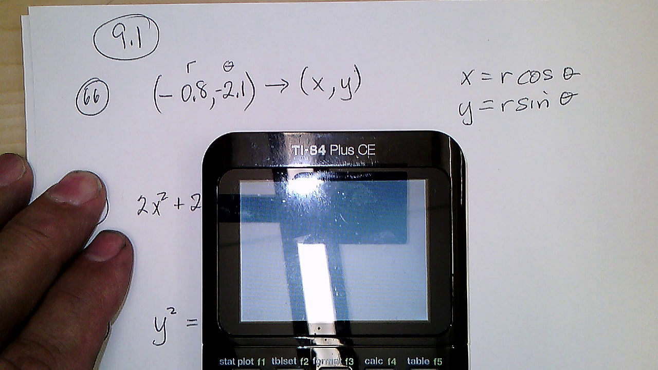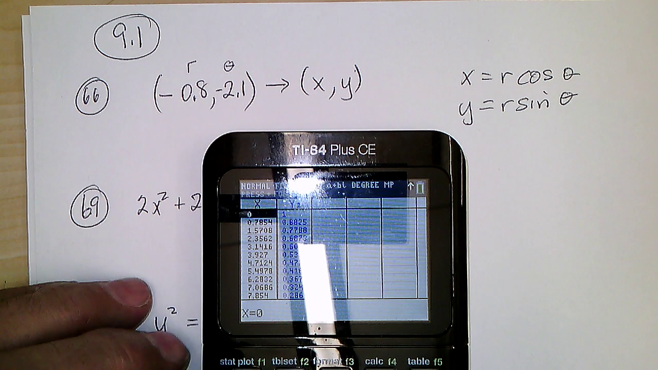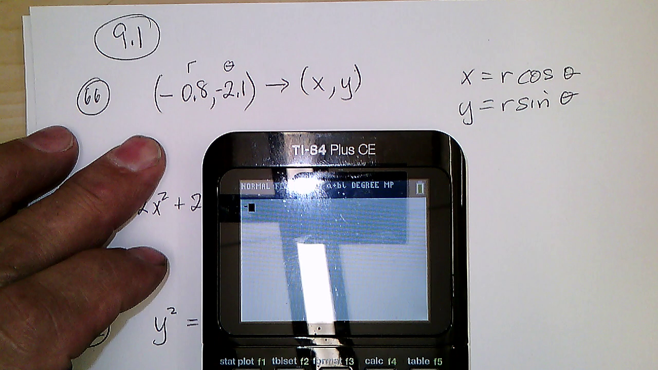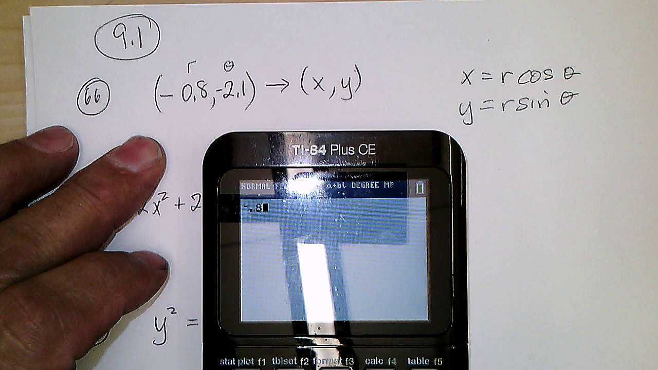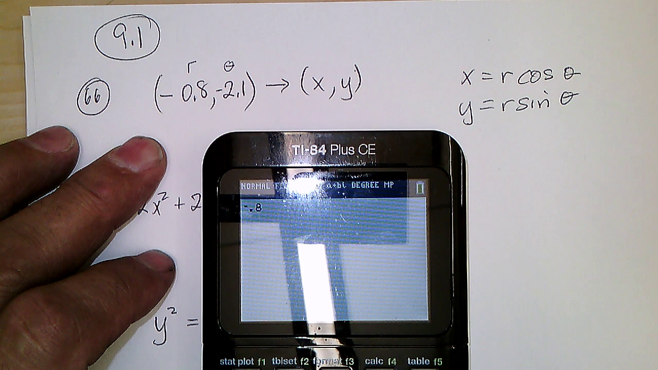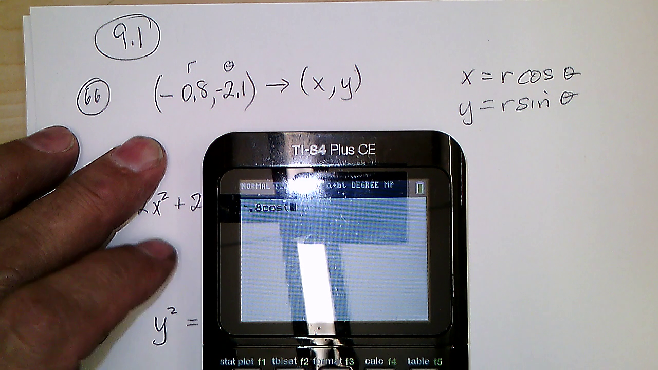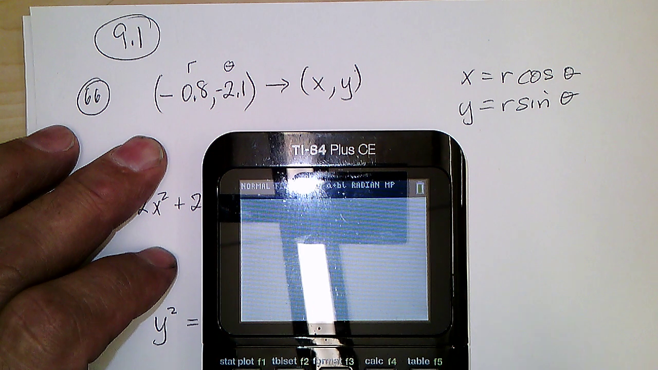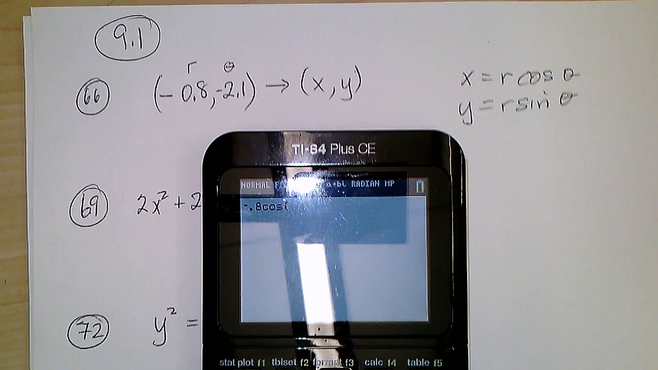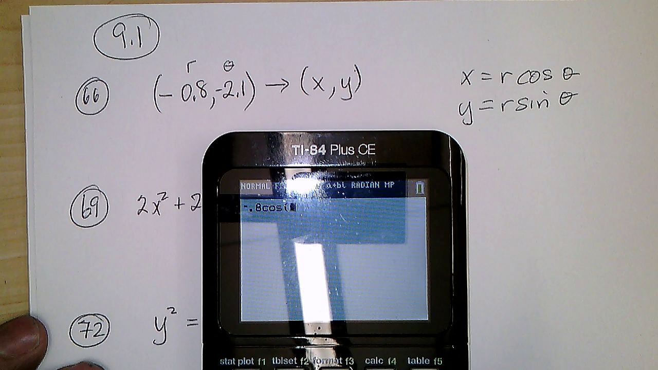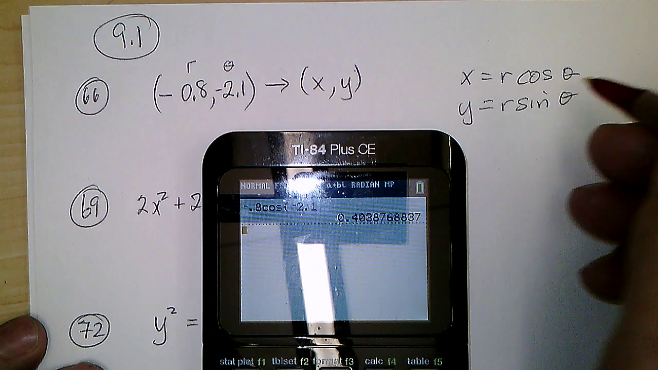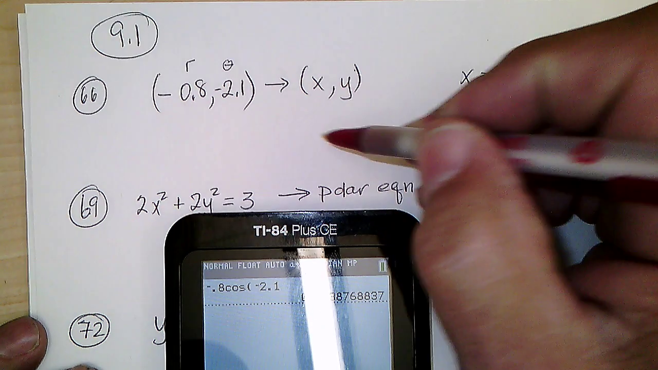So we got negative 0.8 cosine of, and this is in radians, so I better go to my mode and make sure I'm in radians. At least I can't tell. It looks like radians. They didn't say it's degrees. Cosine of negative 2.1.